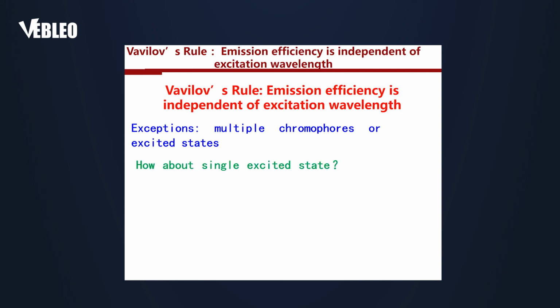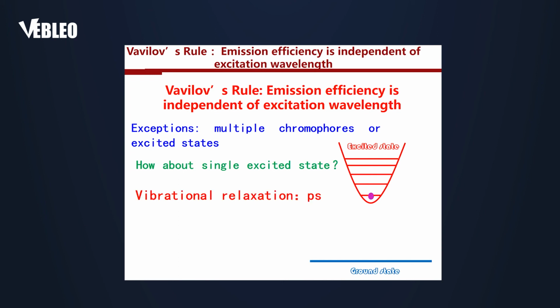But even for, let's say, a single excited state, does it still hold? Now let's look at the very basic fundamental assumption for this rule. We know that for a molecule, if this molecule is excited to the electronic excited state, no matter which vibrational state it is excited to, it always relaxes back very fast into the vibrational ground state, and then slowly dissipates its energy by emitting photons within nanosecond time scales.